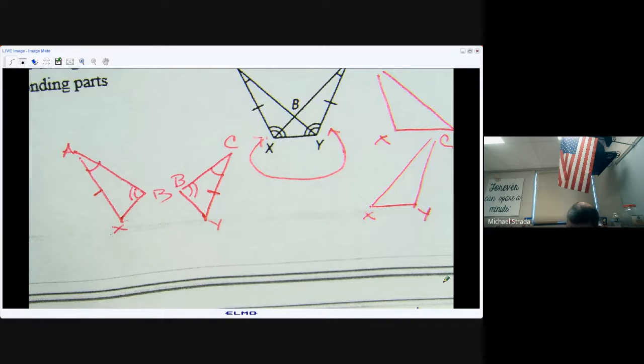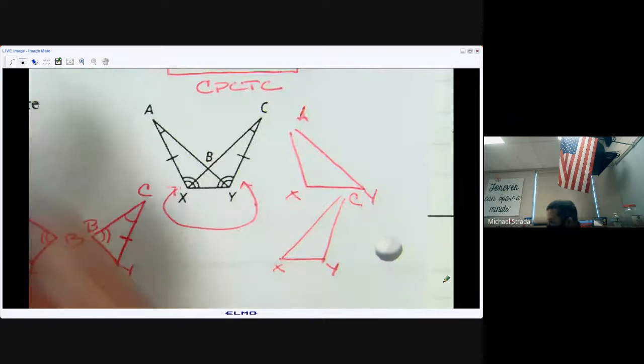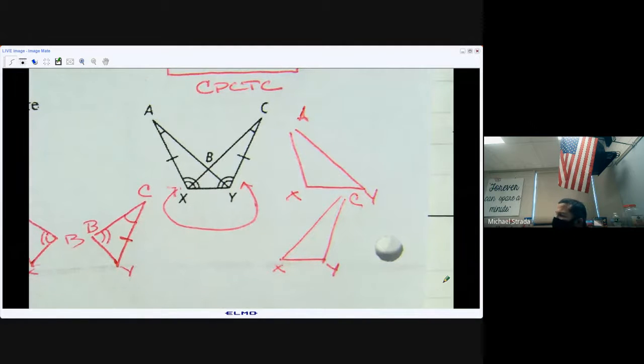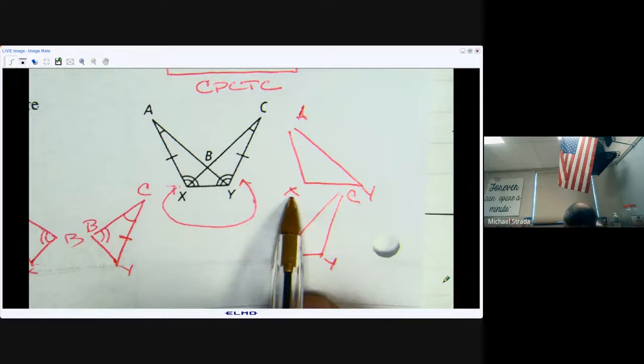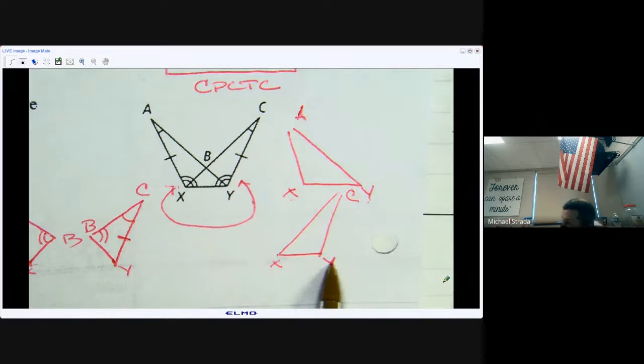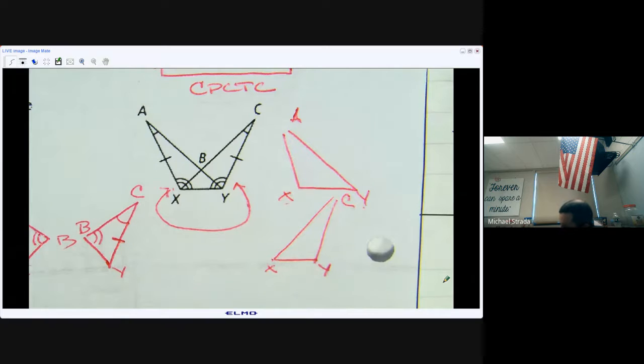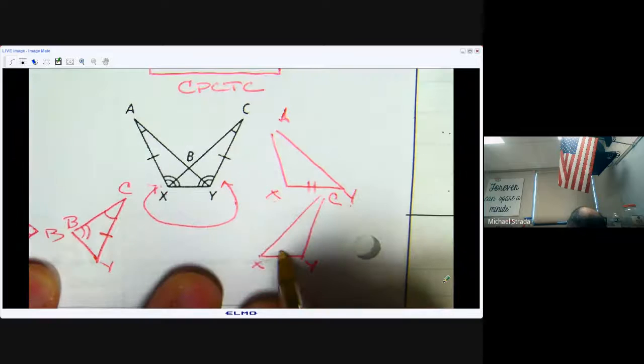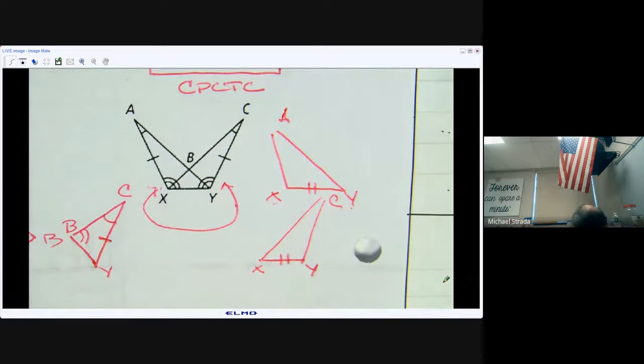All right? Both those triangles have what on the bottom? What segment? XY, XY. So that segment is exactly the thing. So we can say XY is congruent to XY by the reflexive property.